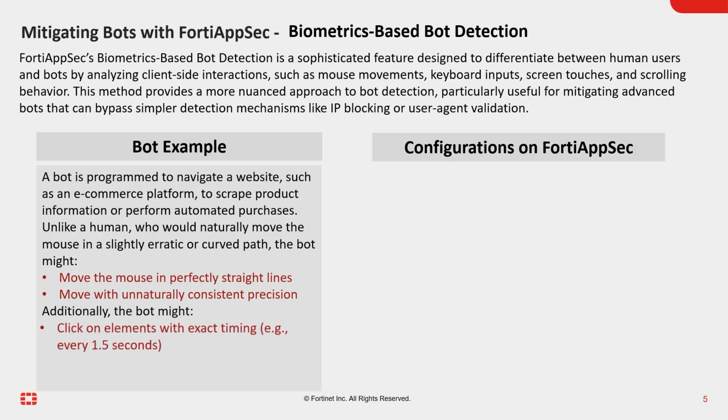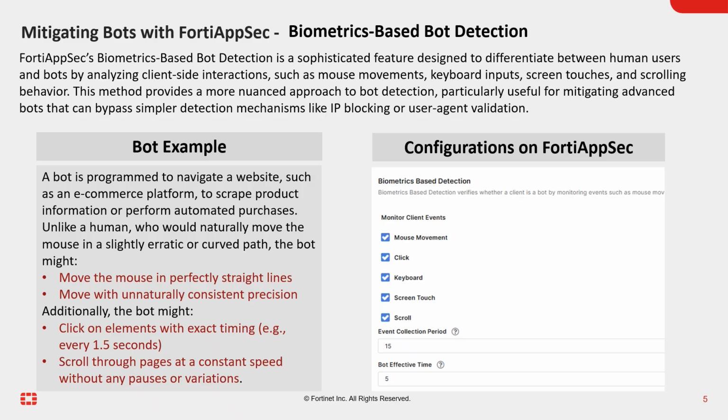Additionally, the bot might click on elements with exact timing, for example, every 1.5 seconds, or scroll through pages at a constant speed without any pauses or variations. You can configure FortiAppSec to detect movements that are too precise, repetitive, or lack the natural variability of human interaction. It would flag the session as potentially bot-driven. This allows the system to block or challenge the bot, while allowing legitimate human users to continue their activities uninterrupted.